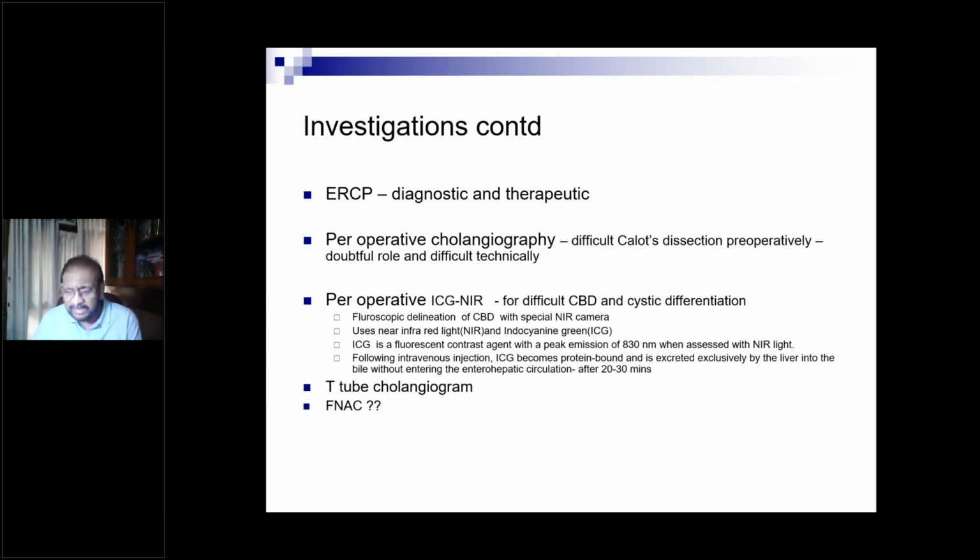Although, let me be frank, it has still not caught up with most laparoscopes. Why? Because you have to have a different kind of telescope. The dye is costly and the results are not standard yet.